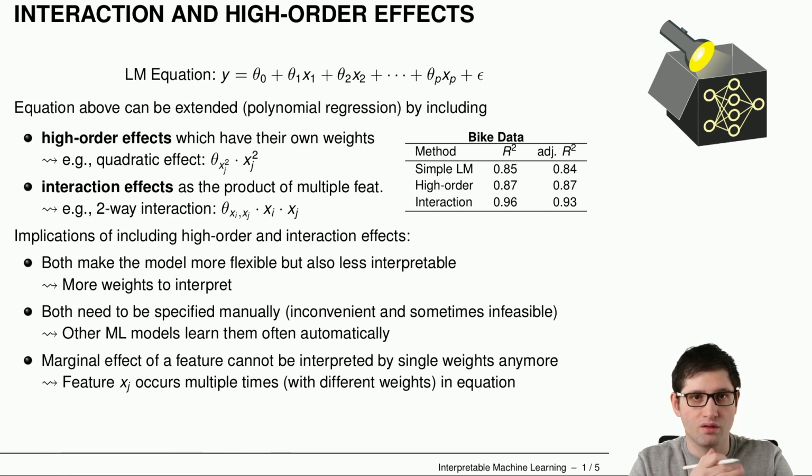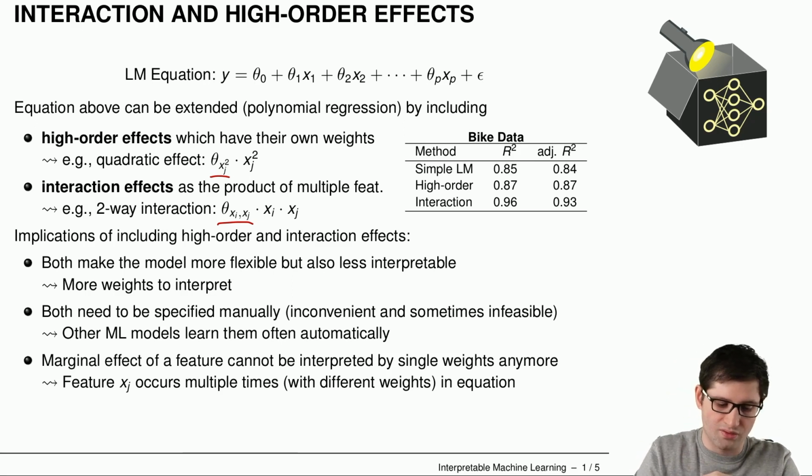Both types of effects that we are including here make the model more flexible, but also less interpretable in the sense that we get many more coefficients, many more weights, and the more we have at hand, the more we have to interpret, and the more complex or difficult the interpretation becomes.